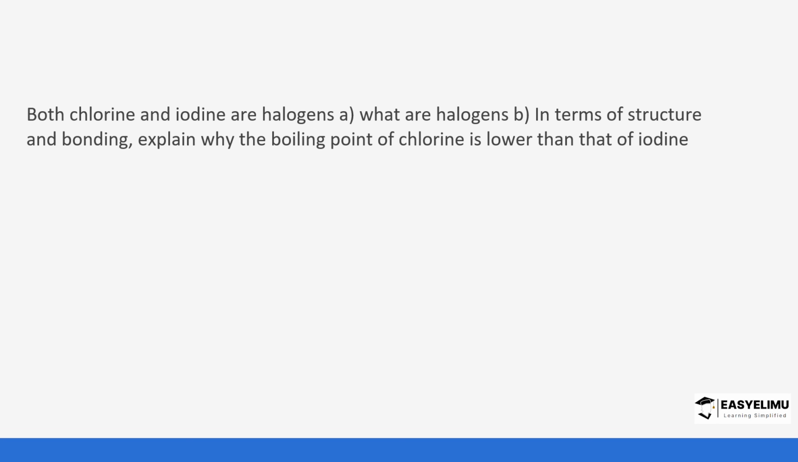Both chlorine and iodine are halogens. What are halogens? These are elements that have 7 electrons in the outermost shell. So any element that has 7 electrons in the outermost shell is a halogen.